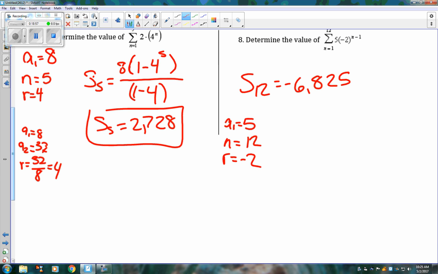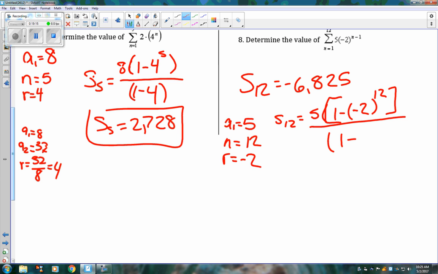From there, I'm plugging this into my formula. S of 12 is equal to 5 parentheses 1 minus my r, which is negative 2 to the 12th power. I'm going to put this in brackets, divided by 1 minus negative 2. From there, just plug it into your calculator.